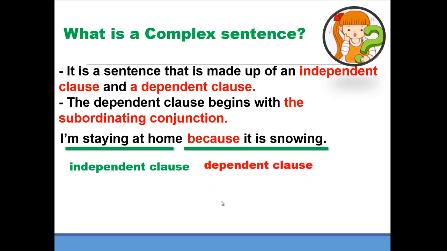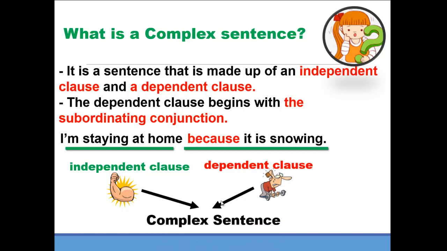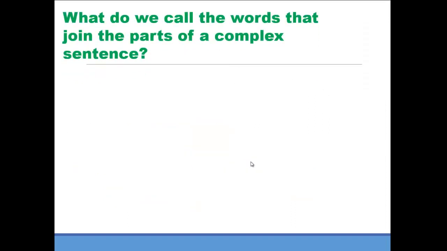Because it is snowing. Can I use this part of the sentence alone? No, I can't. So it is a dependent clause. Both parts, the independent clause and the dependent clause, all together, they make up a complex sentence. Excellent. So, what do I call a sentence that is made up of an independent clause and a dependent clause? I call it a complex sentence. Excellent. Let's move to the next part.